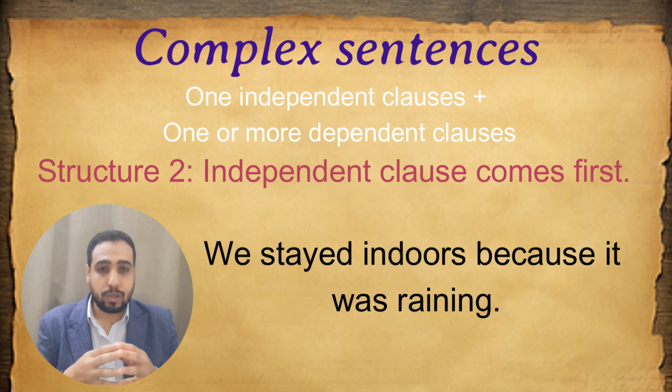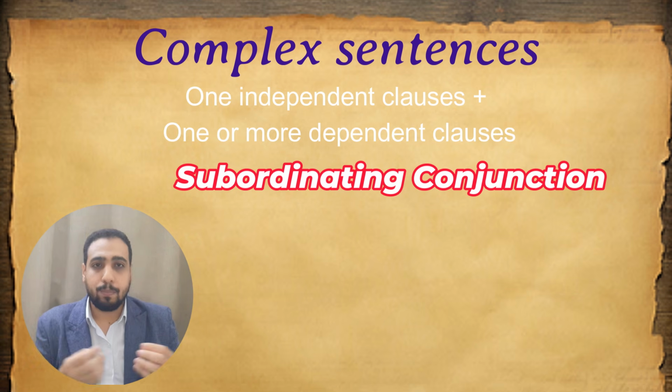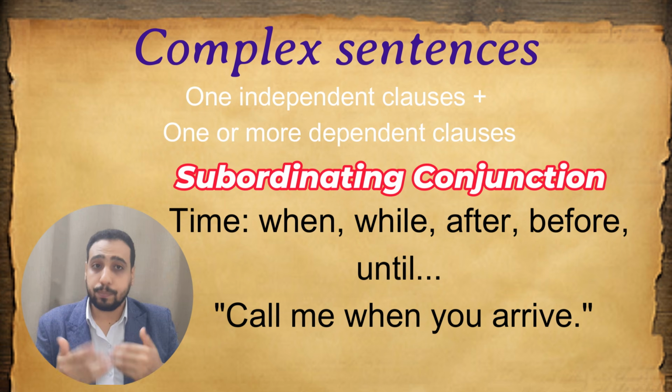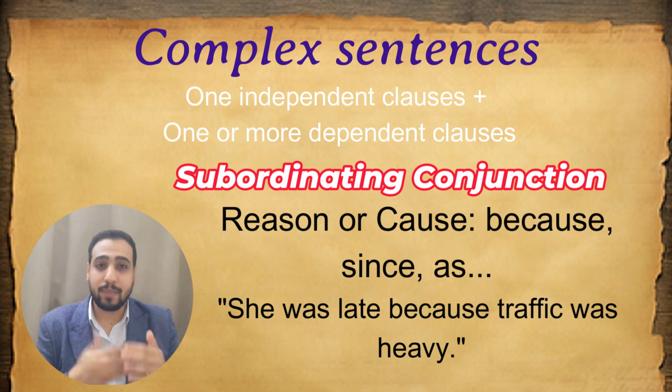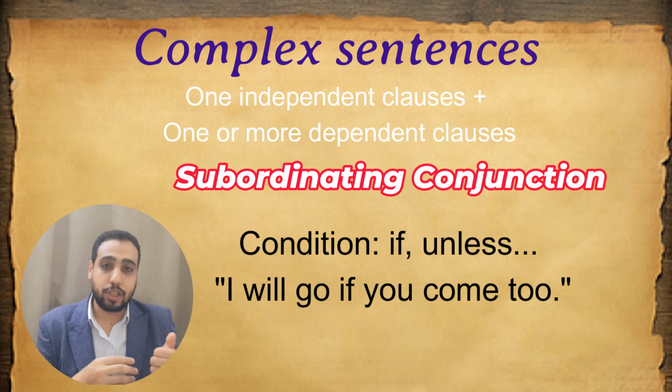To build a dependent clause, you use a subordinating conjunction. These words signal the relationship between the ideas. There are many, but here are the key groups. Time: when, while, after, before, until, and so on. Call me when you arrive, for example. Reason or cause: because, since, as, and so on. She was late because traffic was heavy. Condition: if, unless, and so on. I will go if you come too.